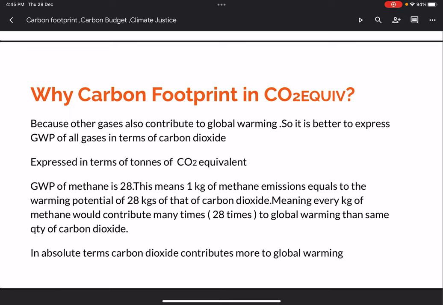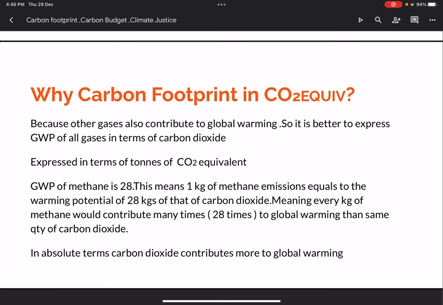It means that 1 kg of methane emission would equal the warming potential of 28 kgs of carbon dioxide. That is the meaning. Global warming potential of methane is 28 means what? It means that 1 kg of methane emission will warm the planet 28 times that of carbon dioxide, right? So, methane has a global warming potential of 28.